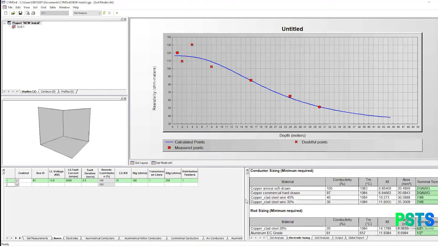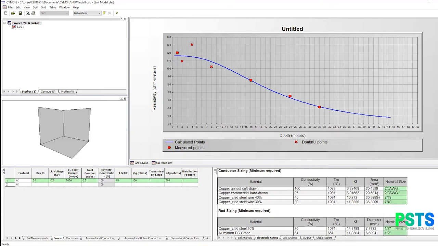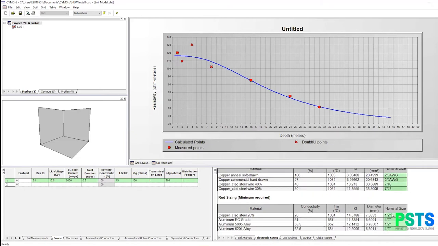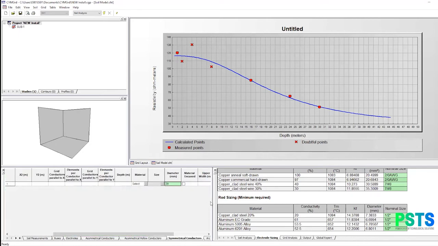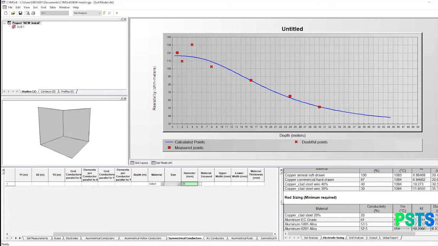So it tells you what is the minimum size of area you need and what is the minimum diameter of the rod you need, depending on the short circuit. Now let's build a grid, all right? So the grid, let's start with a rectangular grid and then see what we can do.